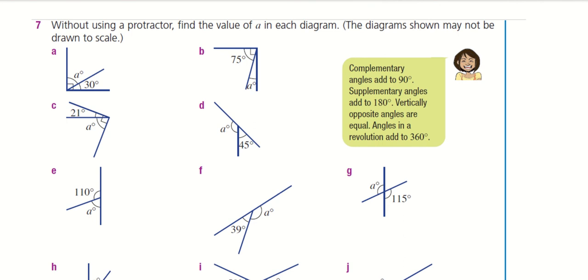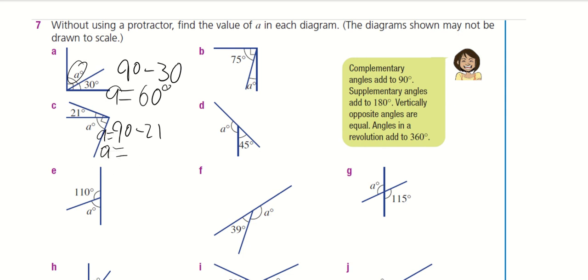Find the value of A. Well, here's A. They add up to 90 because they're complementary. So 90 minus 30 equals 60, you should write this in the exam. So A equals 60 degrees. Put the degree sign in. Much the same here. 90 minus 21 equals, or A equals, you can have A equals here too.